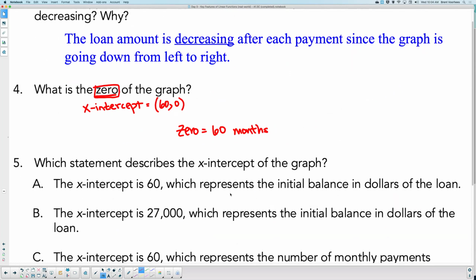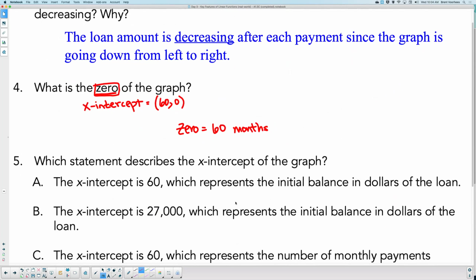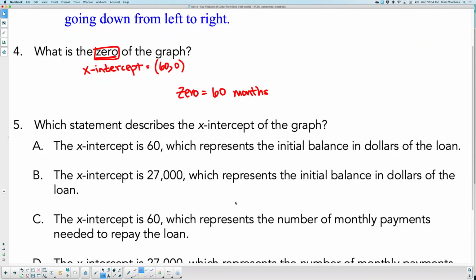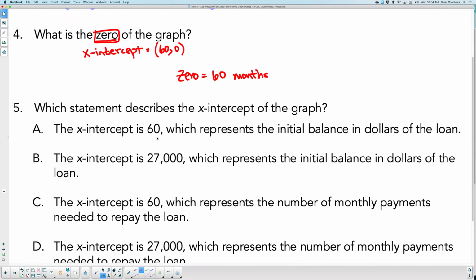Okay, last one. Which statement describes the x-intercept of the graph? A: The x-intercept is 60, which represents the initial balance in dollars of the loan. Is that true or false? Is the x-intercept at 60? Yes. Is that the initial balance of the loan? Is 60 how much we initially owed the bank? No, that's not it. That's not the initial balance. Though this part was true, this part was wrong.